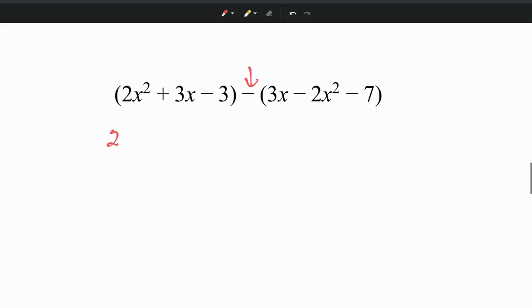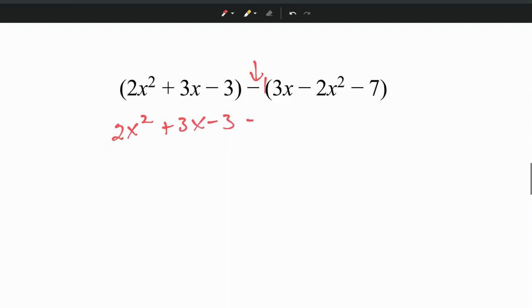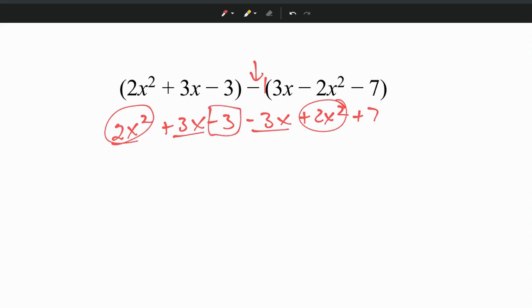So when we take the first part out of the parentheses, we have 2x squared plus 3x minus 3. It's like having a -1. So we have negative 3x plus 2x squared plus 7. So again, let's start combining things. We have our 2x squared and our 2x squared. We have our 3x and our negative 3x. And then we have our negative 3 and our positive 7. So that's going to be pretty simple to simplify.